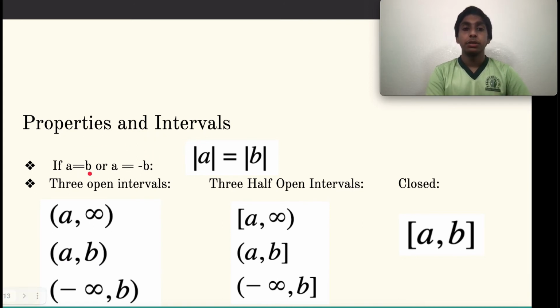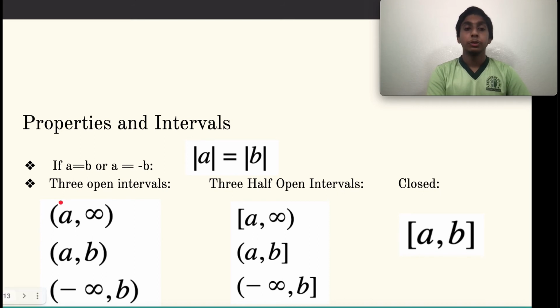So if A is equal to B, or A is equal to negative B, then the absolute value of A is going to be equal to the absolute value of B. So if A and B are equal, or A is equal to negative B, your absolute values are going to be equal. And our absolute value is always going to be positive because this is a distance, it's not a negative value. So there's going to be 3 open intervals, right?